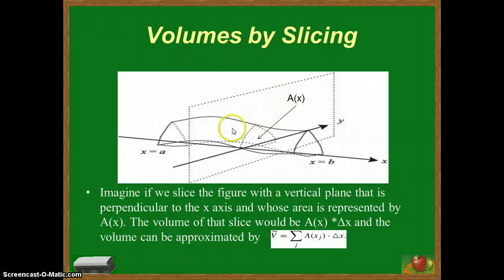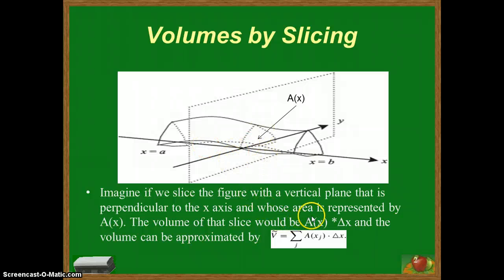If we really wanted to find the volume of this solid, or our loaf of bread, what we could do is just sum up the individual volumes of each slice of bread, which would be A of x times our delta x, from a to b, add them together, and that would be the volume. The text here says, imagine if we slice the figure with a vertical plane, perpendicular to the x-axis, whose area is represented by A of x.